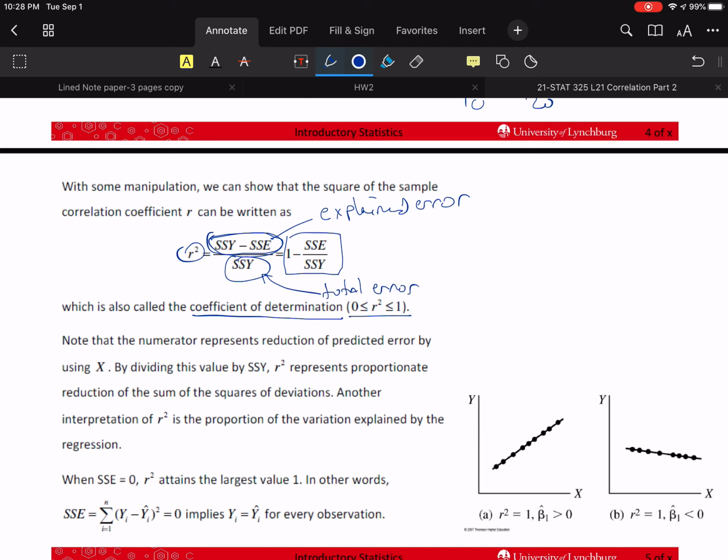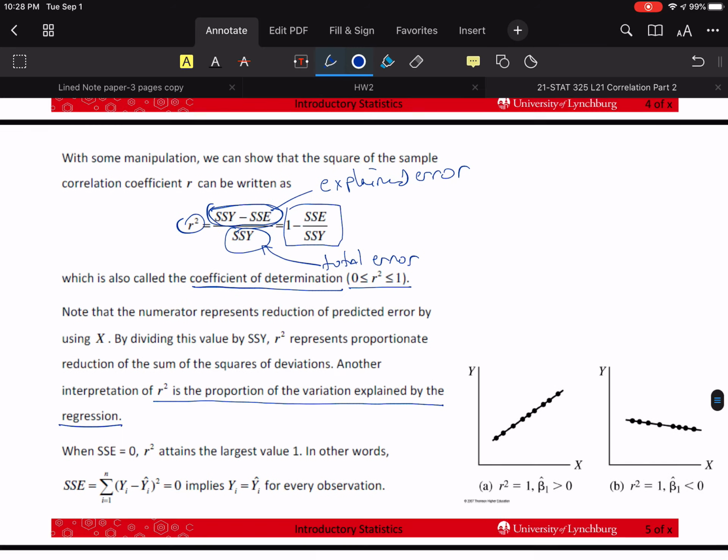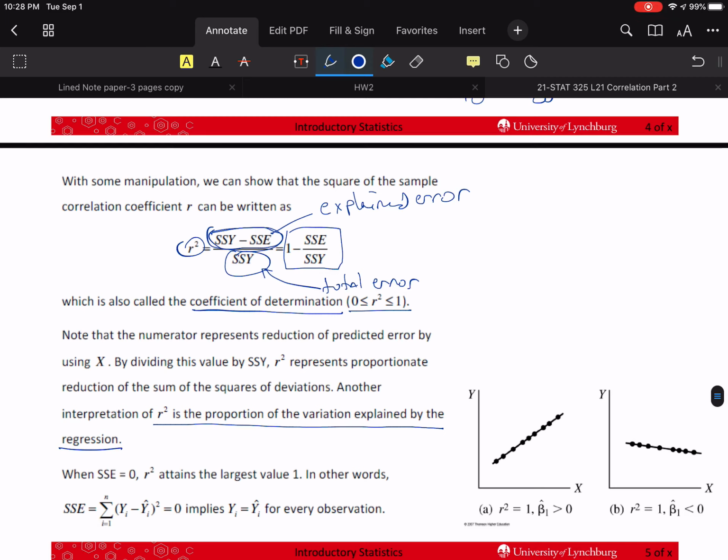So r squared is the proportion of variation explained by the regression equation. So that's really handy, that we just have to square r and we get the percentage, or the proportion, if you want to do it as a proportion, of the variation that's explained by the regression equation. So if SSE is 0, then r squared is 1. In other words, there is no deviation from the line.